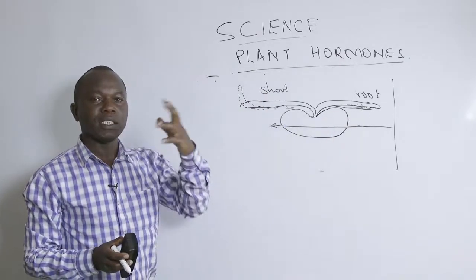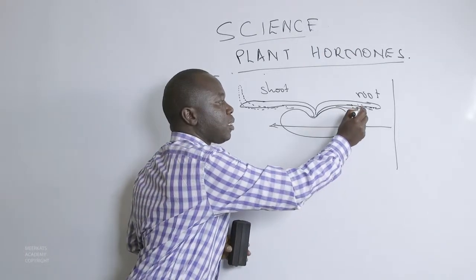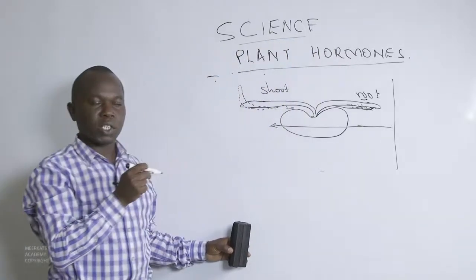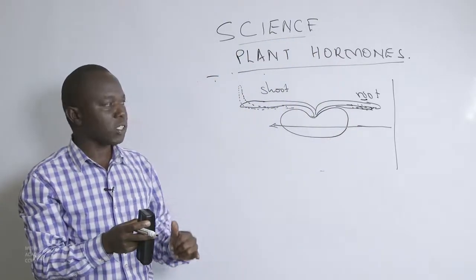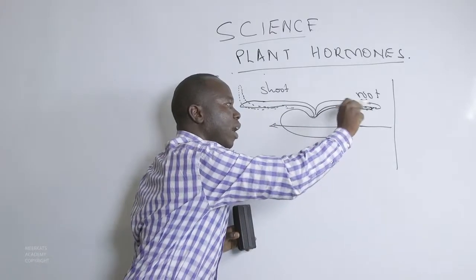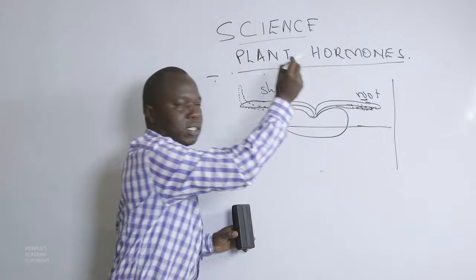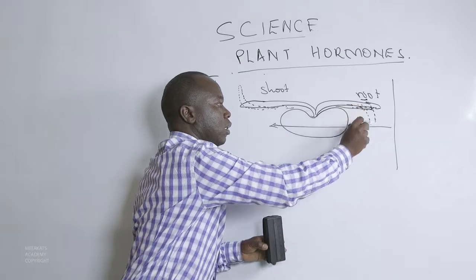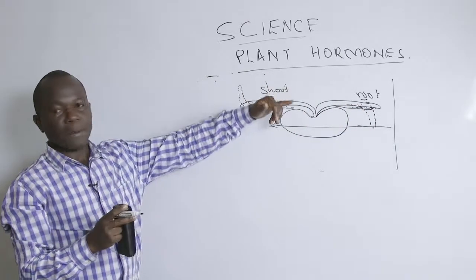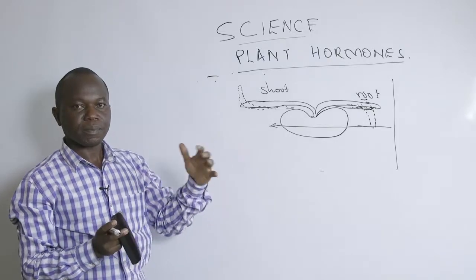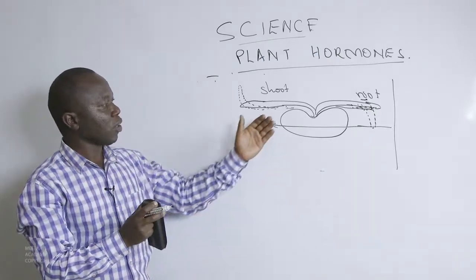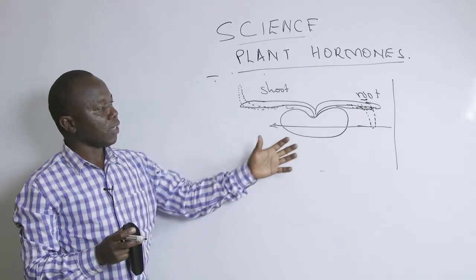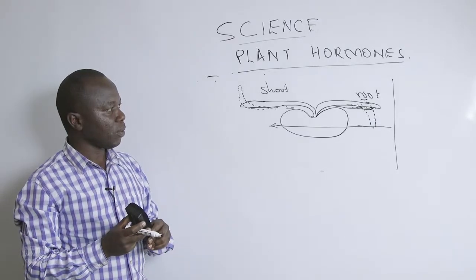In roots, it has an inhibitory effect. It is going to inhibit growth there. So here, at the upper part, we shall have a high rate of cell elongation. The lower part, we shall have a low rate of cell elongation. If we are going to have a high rate at that point and a low rate at the lower point, the root bends downwards. So that is how auxins can bring about growth curvatures, or growth of parts of the plant responding to the various stimuli that we are going to look at.